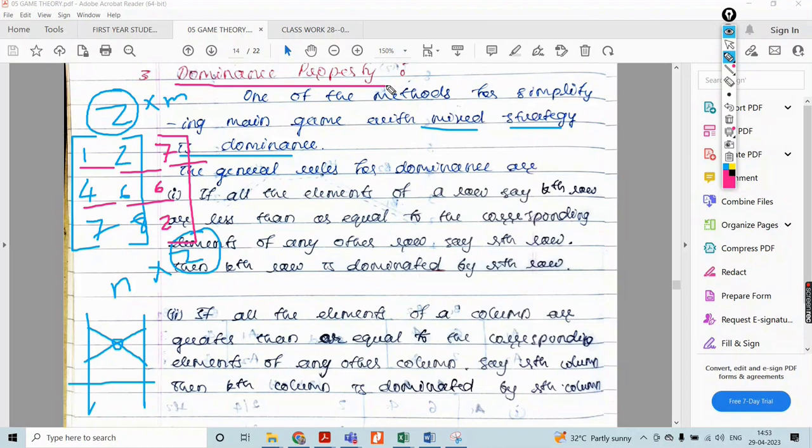When to use the dominance property is very, very important. Because if you don't know this, they will simply say solve the game and determine the optimal solution, or determine the game value of the given payoff matrix. But you won't know whether you need to use 2 cross 2, the graphical method, the min-max or max-min principle, or the dominance property. How are you going to decide? If you have this knowledge, then you will be able to solve.